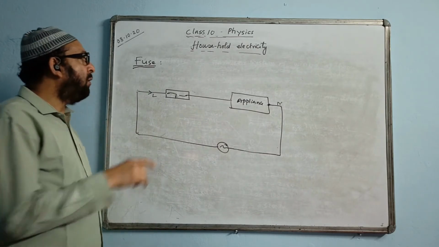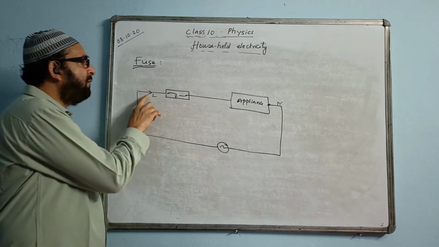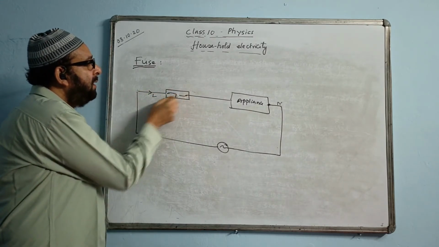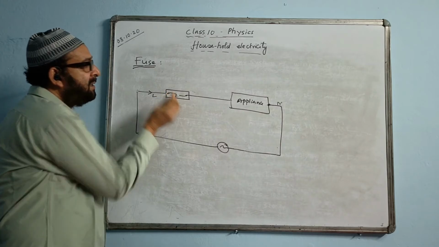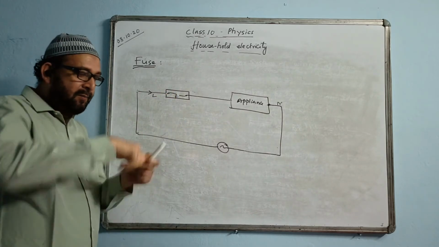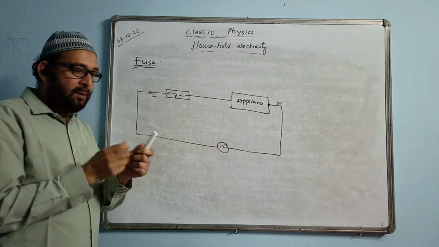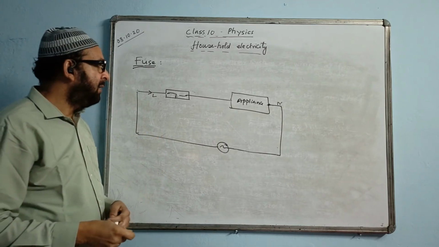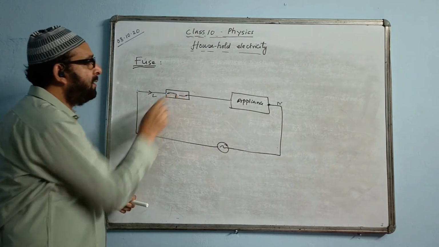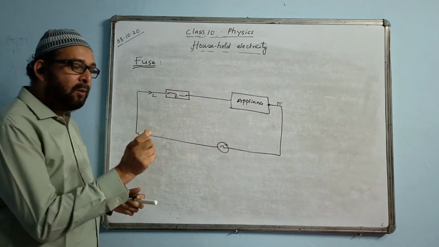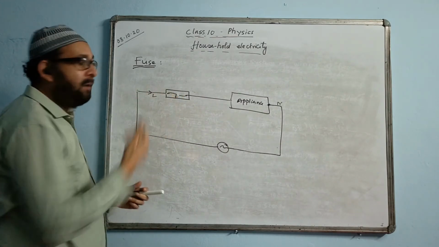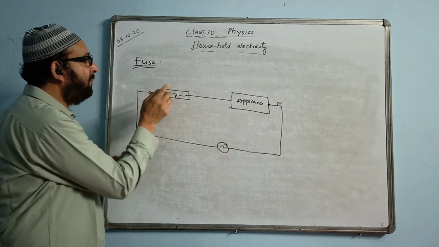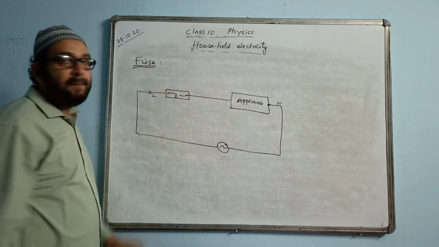A fuse works on the heating property of current, because when the current flows through, it has high resistance, so due to the resistance it gets heated up like a heater. In a heater we have a coil, and when you pass current through it, due to resistance heat is generated. Same thing happens in the fuse wire. The heat is generated, but if the amount of heat is too much it will melt, and when it melts it will stop the current here only within the fuse, then current cannot reach the appliance.